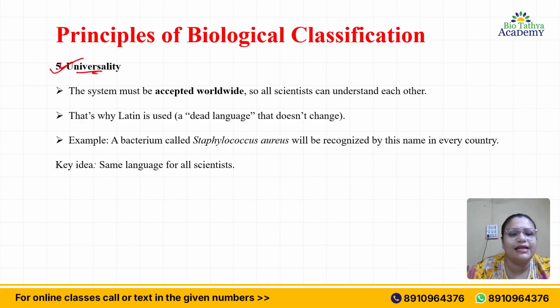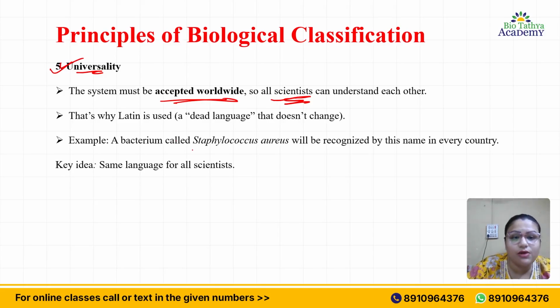Now, universality. Universality means the system must be accepted worldwide. You can't just go and give any system. You can't just think, okay, let's come up with a new system. It's not like that. Scientists have come up with a system which has been accepted worldwide, so that all scientists can understand. Suppose you woke up one day and said, I will come up with a new classification system. That would not be accepted worldwide, because there should be reasons and logic behind the acceptance.